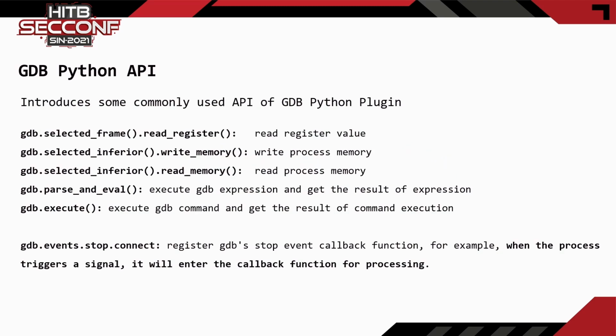First, I will introduce some GDB Python APIs used by this tracer. The read register function is used to read register values. The read and write memory functions are used to read and write process memory. The parse and eval function is used to execute GDB expression evaluation and get the results. The execute function is used to execute a GDB command and get the results of command execution. The gdb.events.stop.connect function is used to register a GDB stop event callback function. When the target process triggers a signal, it will enter the callback function for processing.